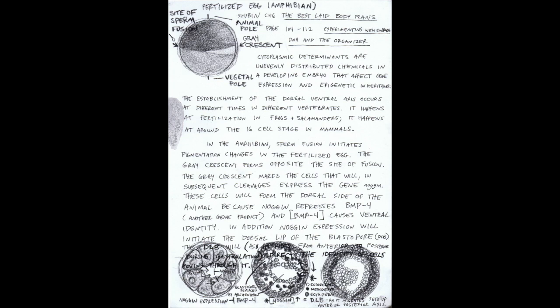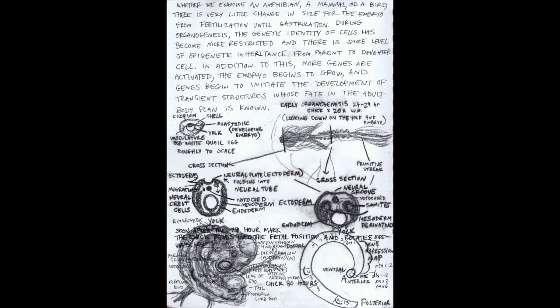The dorsal lip of the blastopore, as it moves from anterior to posterior during gastrulation, will direct the identity of cells moving through it genetically. Whether we examine an amphibian, a mammal, or a bird, there's very little change in size for the embryo from fertilization until gastrulation. During organogenesis, the genetic identity of cells has become more restricted, and there's some level of epigenetic inheritance from parent to daughter cell.